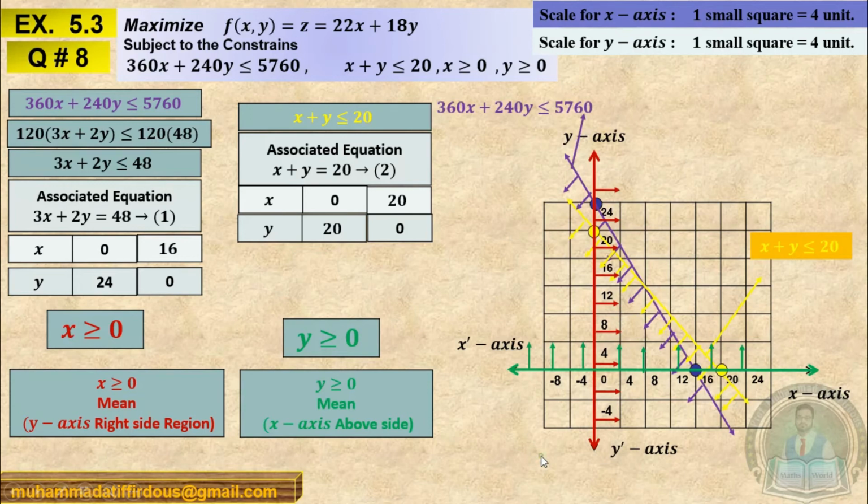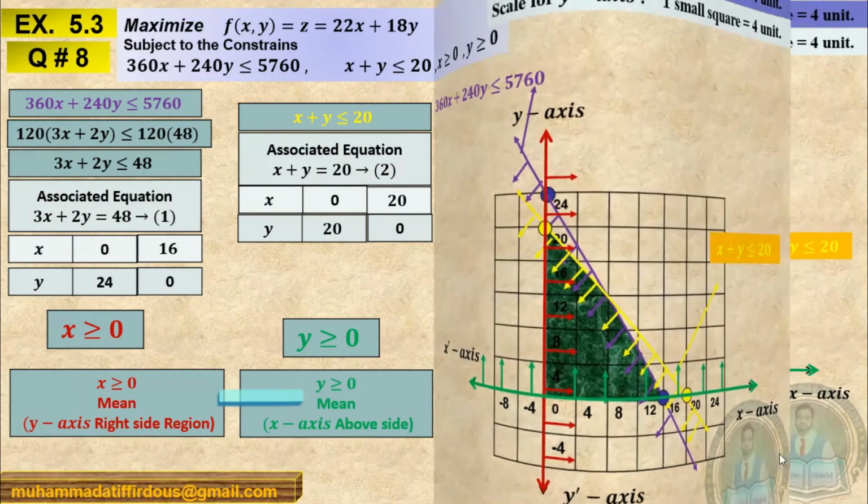Now, what is our visible region? Meaning what is our shaded region? I think so, this is your shaded region. So, the first step is completed, which is to make a visible region. The next step is what? To find, yes, to find corner points.